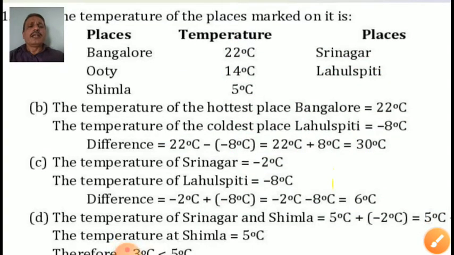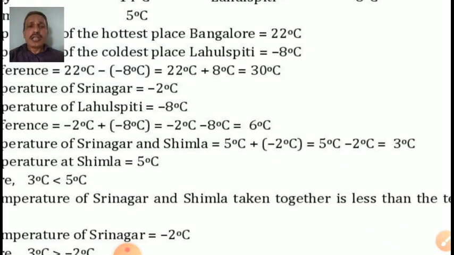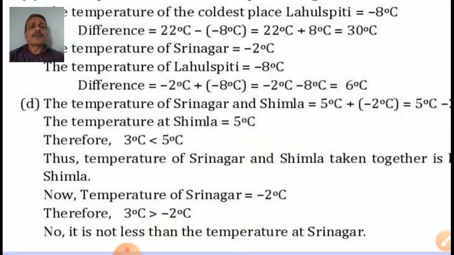Now look at D. What do they ask? The temperature of Srinagar and Simla, how much is that together? Simla is 5 degrees and Srinagar is minus 2 degrees. So we can add them. How much do we get? 3 degrees centigrade. See, very simple. 5 minus 2 is equal to 3. Now, the temperature at Simla is 5 degrees centigrade. Is it less than or greater than?